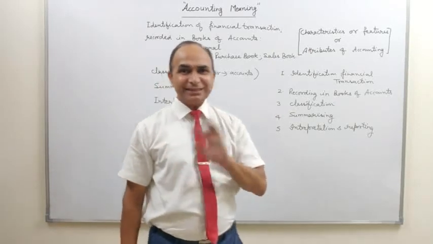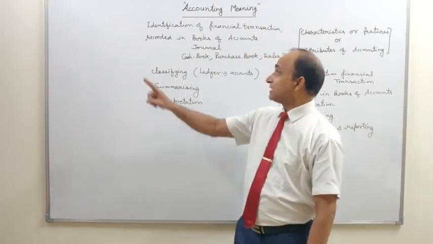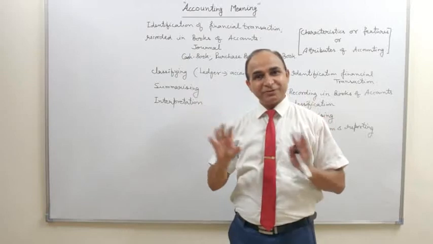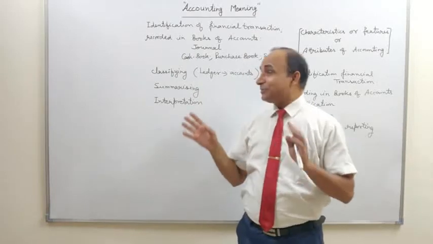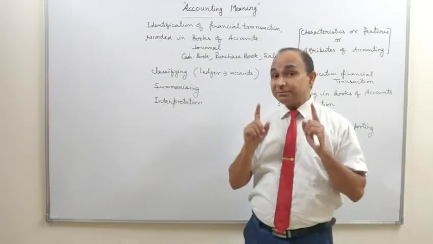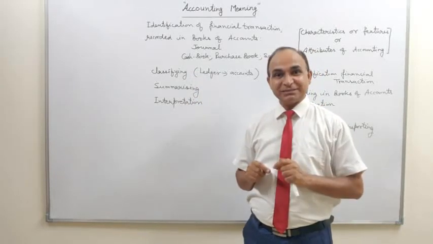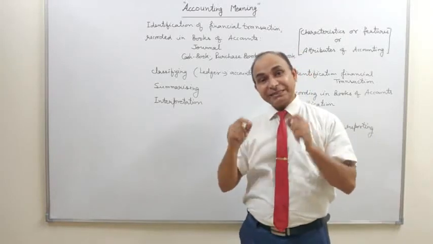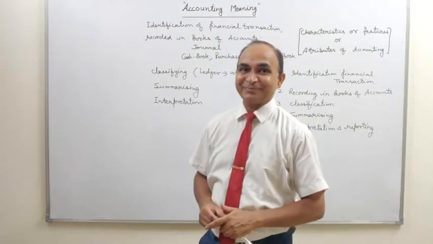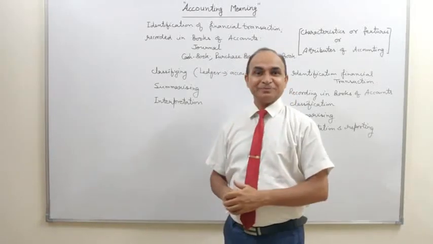So students, let's have a brief review of accounting. Accounting refers to identification of financial transactions, their recording into books of accounts, and then posting into the ledger, that is called classifying, then preparing the summary, I mean knowing about the net results of the business, and finally interpreting the results thereof and reporting them to the concerned parties. So students, I believe the concept is literally clear to you.